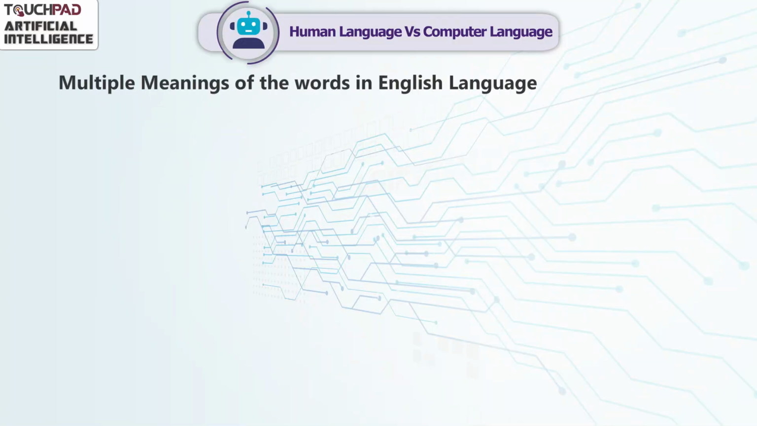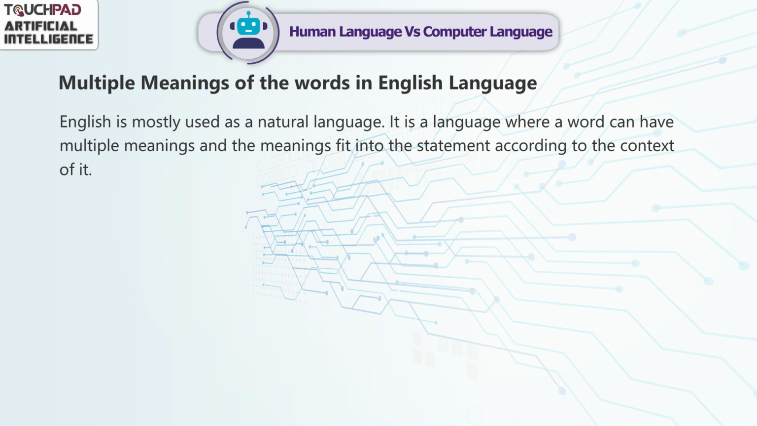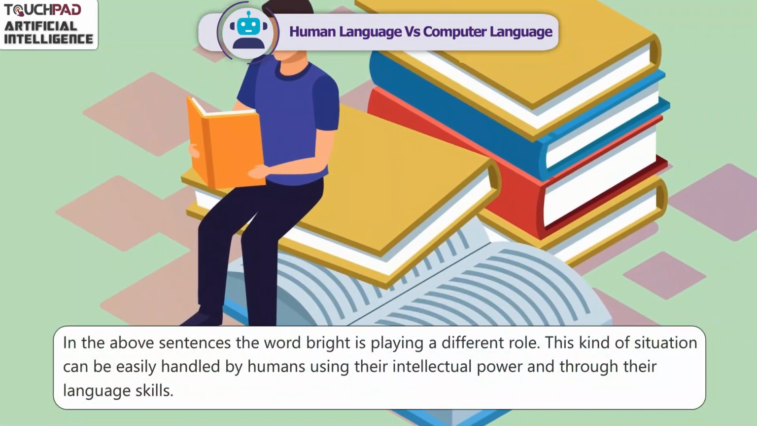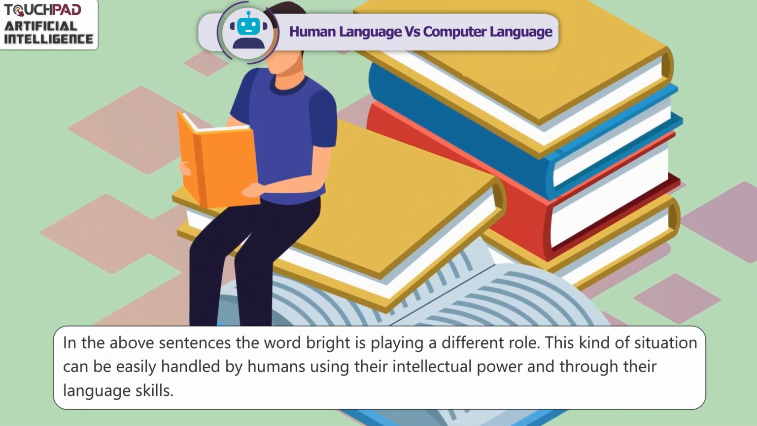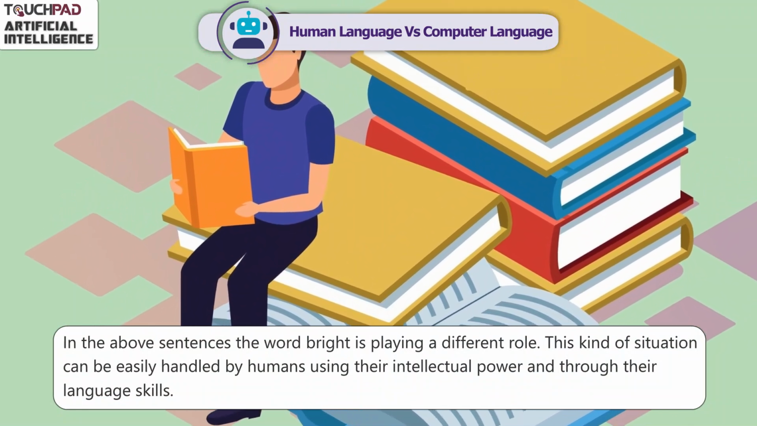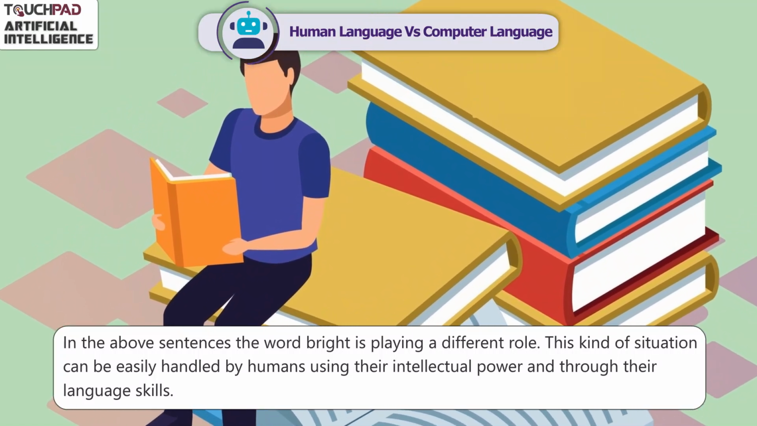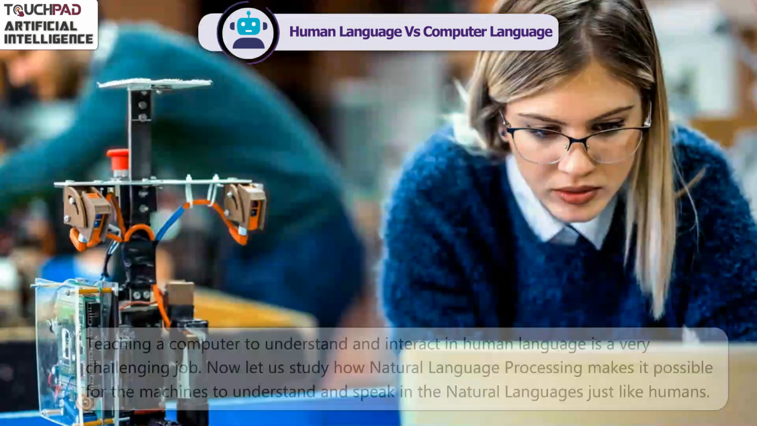Multiple meanings of the words in the English language. English is mostly used as a natural language. It is a language where a word can have multiple meanings and the meanings fit into the statement according to the context of it. For example, his future is very bright. Today the sun is very bright. In the above sentences, the word bright is playing a different role. This kind of situation can be easily handled by humans using their intellectual power and through their language skills.